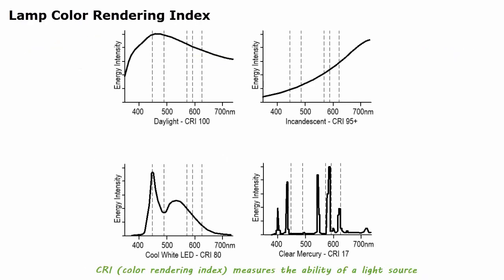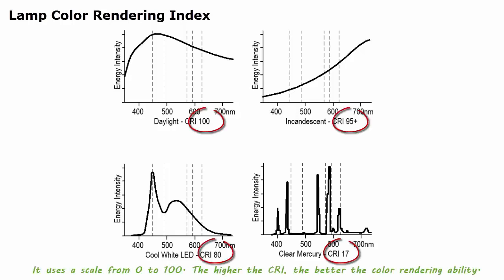Color rendering index measures the ability of a light source to reveal the colors of objects in contrast to a natural light source. It uses a scale from 0 to 100. The higher the CRI, the better the color rendering ability.